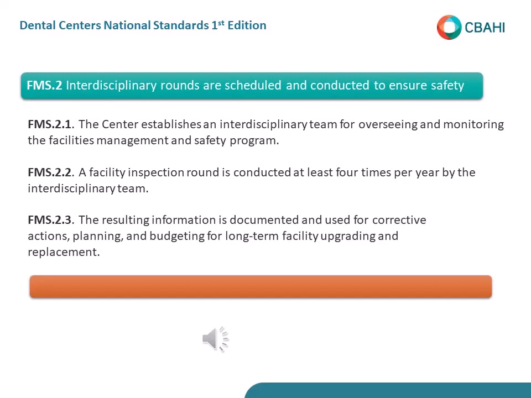FMS 2.2, a facility inspection round is conducted at least 4 times per year by the interdisciplinary team. So here this substandard requires 4 reports, that means every quarter, and what are their findings. FMS 2.3, the resulting information is documented and used for corrective actions, planning and budgeting for long facility upgrading and replacements. So here are the findings, whatever it is, defects or faults or any problems, they have to be documented, and the management has to have an action plan on how to resolve them and how to improve the different parts of the center.